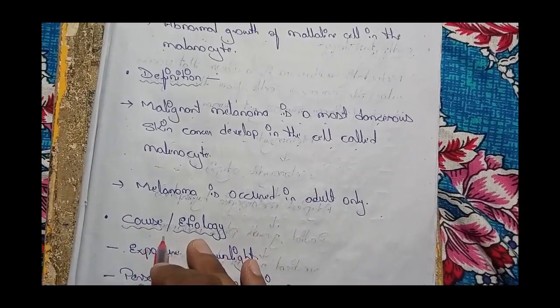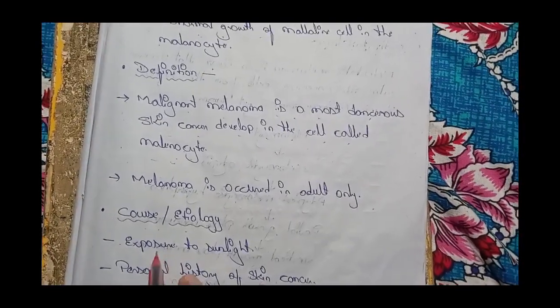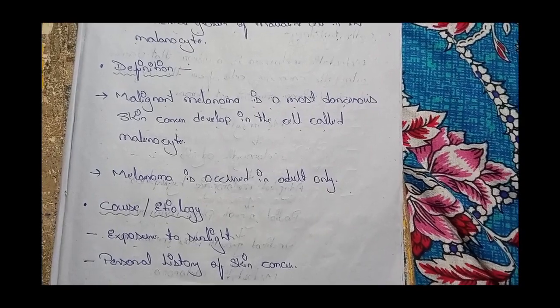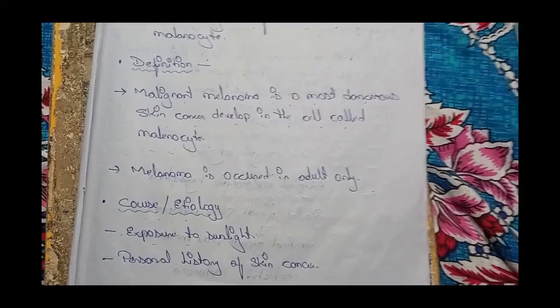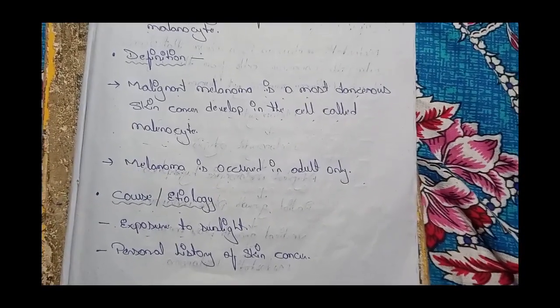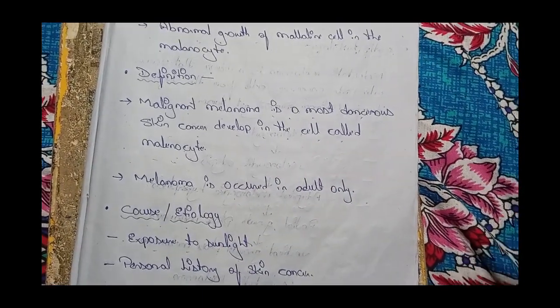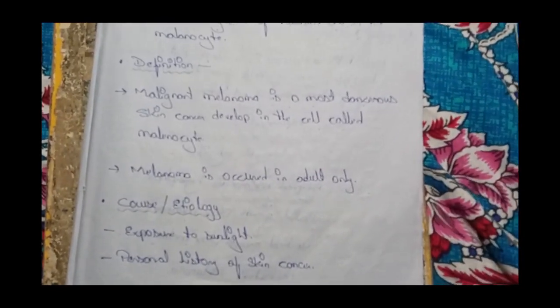So our next is cause or etiology, which means how the disease is happening. It is exposure to sunlight, which means we are playing or doing some work in the sunlight. Continuously getting this sunlight is also dangerous. We know that from sunlight we can get vitamin D, and that is okay for 1 to 2 hours, but some people work 5 to 6 hours in the sunlight only. For that only it is very dangerous for them.